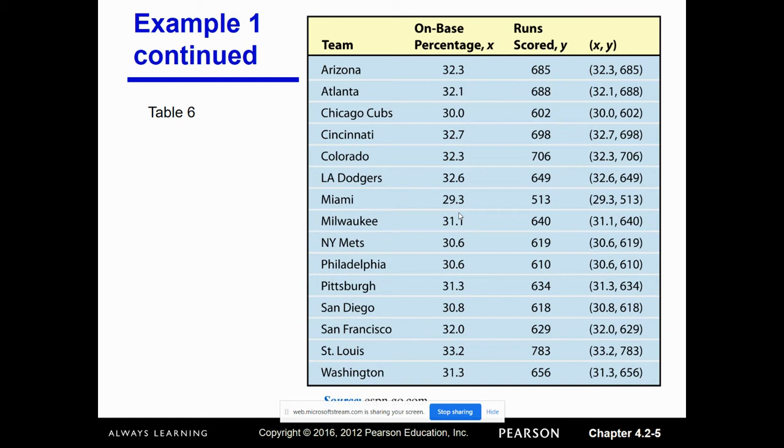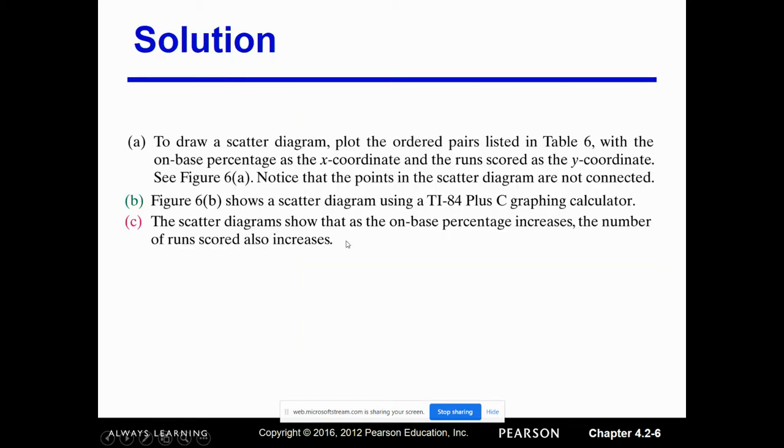Okay, so in this data, the first column represents the team name, and then the on-base percentage, which is the x coordinates, or x-axis. And then runs scored, we use y to represent, that's the dependent variable, which is the y coordinates. And if we use a rectangular coordinate system, that's the y-axis. All right, and then let's draw the scatter diagram.